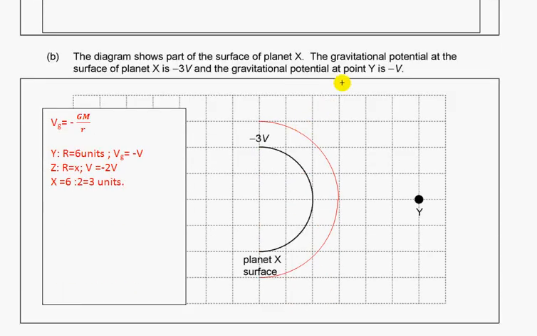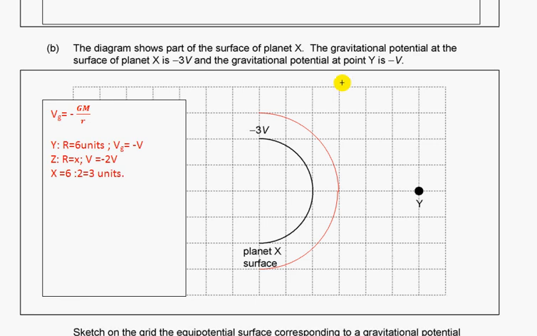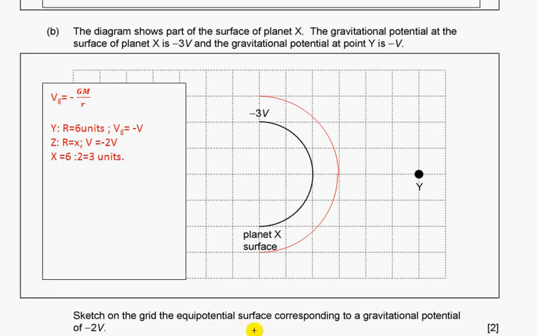The diagram shows part of the surface of planet X. The gravitational potential at the surface of planet X is -3V. The gravitational potential at Y is -V. So we should sketch on the grid the equipotential surface corresponding to a gravitational potential of -2V. The formula is inversely proportional to radius. For Y we have 1, 2, 3, 4, 5, 6 units. -2V should have 3 times less units, so 2 times less units, so it will be 3 units. And we draw a sphere, right.